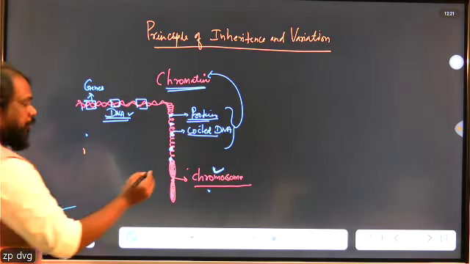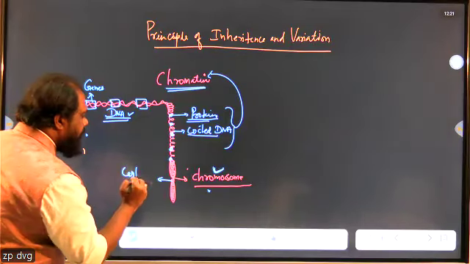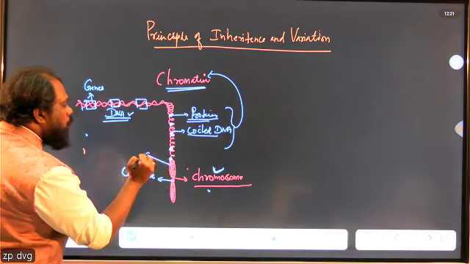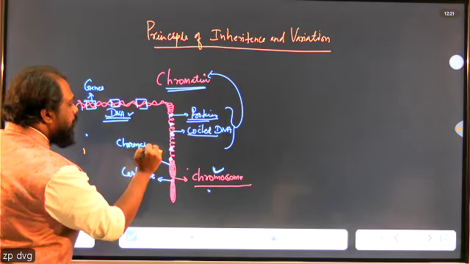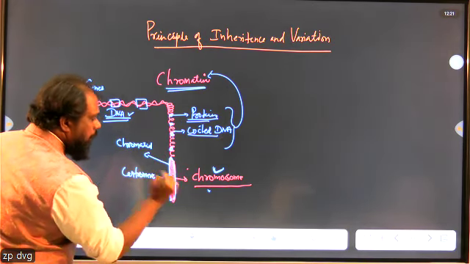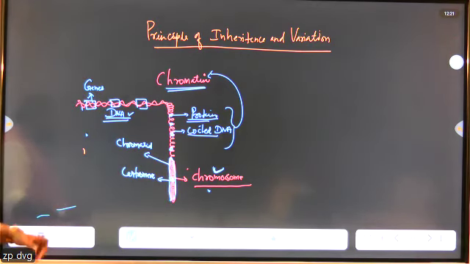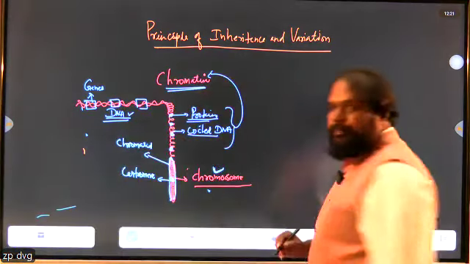Hope you remember the structure of chromosome. The chromosome consists of centromere, and the chromosome consists of chromatid. Okay, how many chromatids are there? There is one chromatid present and one centromere present. Understood? No? So one chromatid and one centromere. Any doubt? Okay. Now, listen carefully.